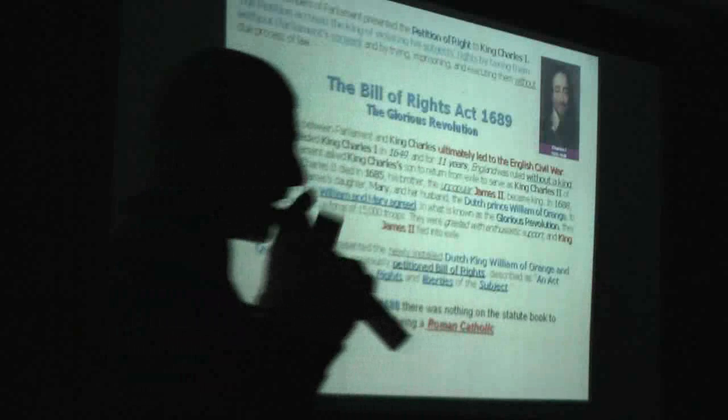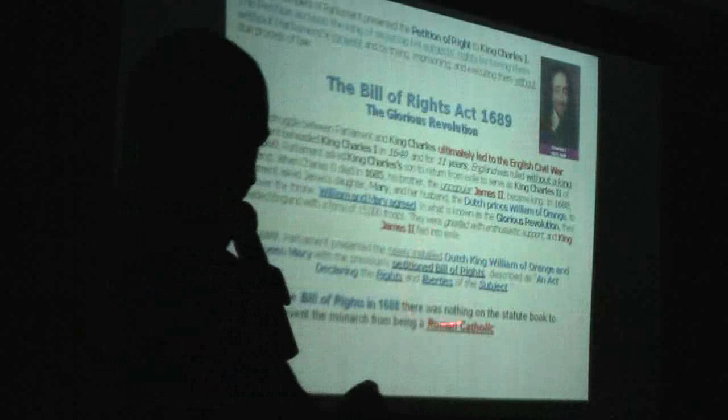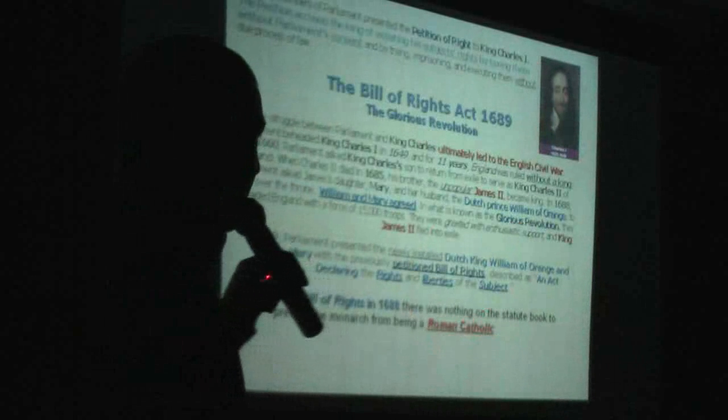Bill of Rights 1688, there was nothing on the statute book to prevent the monarch from being a Roman Catholic, and we're going to investigate that one too, because there's something happening in the monarchy that involves this, and we're going to try and link you to it. But first we're going to look into these words, see what they mean.